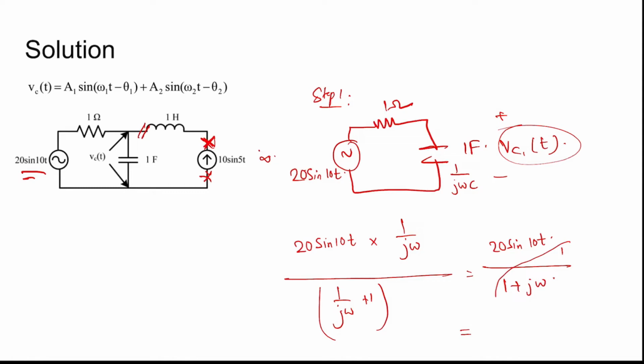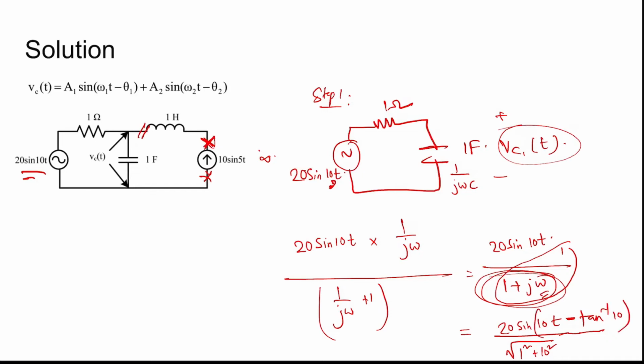Now taking it in its phasor form, that is 1 divided by 1 plus j omega. Omega is 10, as you see from here, so 20 sin 10t divided by the modulus, which is root of 1 squared plus 10 squared, and the angle tan inverse 10, which, taken from the denominator to the numerator, will be minus tan inverse 10. So the response comes out as 20 by root 101 sin(10t minus tan inverse 10).